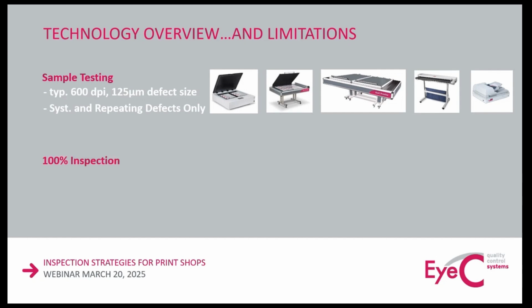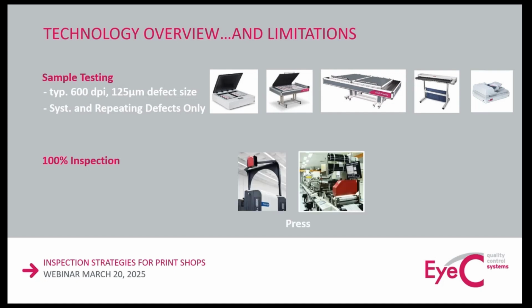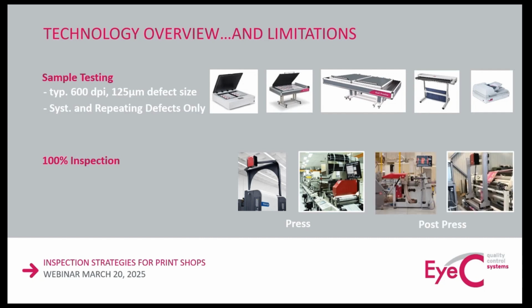Then there's 100% inspection. Mounted on a press or on post-press equipment like rebinders and folder gluers. Naturally, these are looking at all items rather than just selected samples. So these are good to catch both individual and repeating defects. Yet depending on the machine they are mounted on, available resolution is typically just not quite enough to find everything a picky customer might be concerned about.